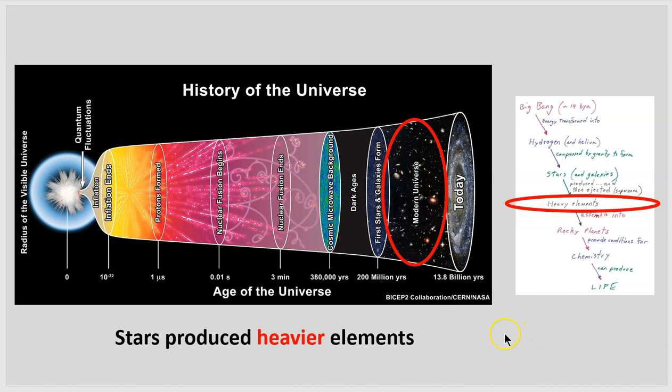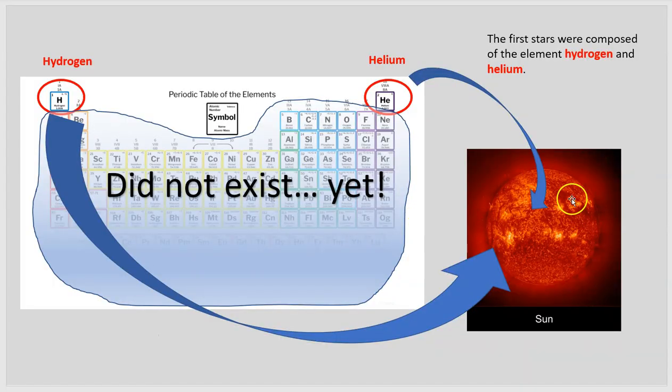We'll pick up the story then with the formation of heavier elements by these first stars. This is an important event because at this stage in the universe, the stars are composed of the two simplest elements in existence at that time, hydrogen and helium, with more hydrogen than helium. So all of the rest of the elements on the periodic table did not yet exist. These first stars, composed of hydrogen and helium, are going to be responsible for building all of the heavier elements that we know about in the periodic table.